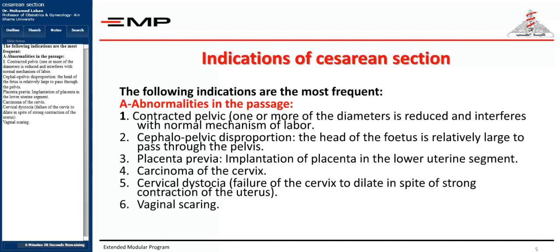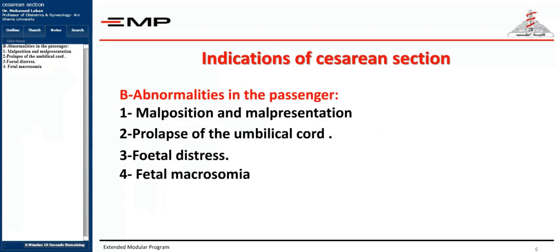The following indications are the most frequent. A. Abnormalities in the passage. Contracted pelvis: one or more of the diameters is reduced and interferes with the normal mechanism of labor. Cephalopelvic disproportion: the head of the fetus is relatively large to pass through the pelvis. Placenta previa: implantation of the placenta in the lower uterine segment. Carcinoma of the cervix. Cervical dystocia: failure of the cervix to dilate in spite of strong contraction of the uterus. Vaginal scarring.